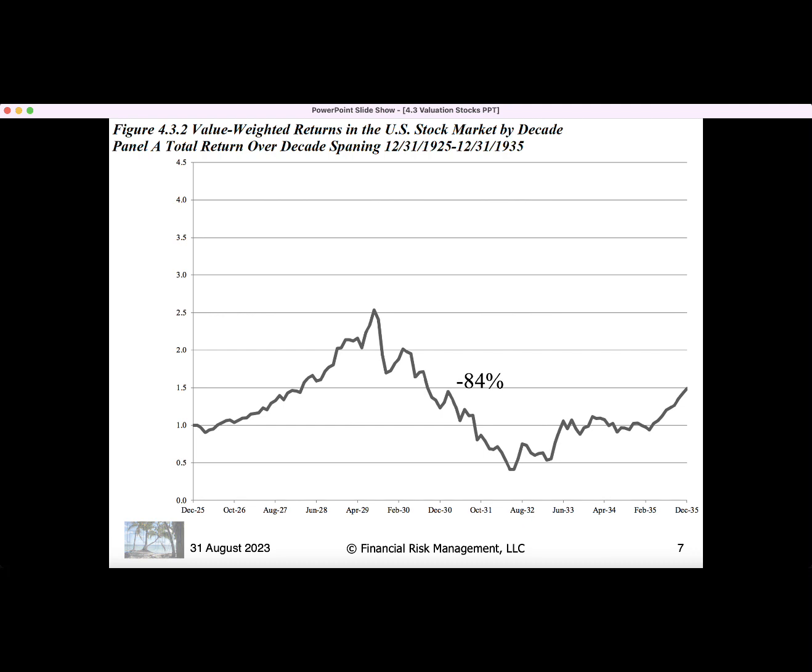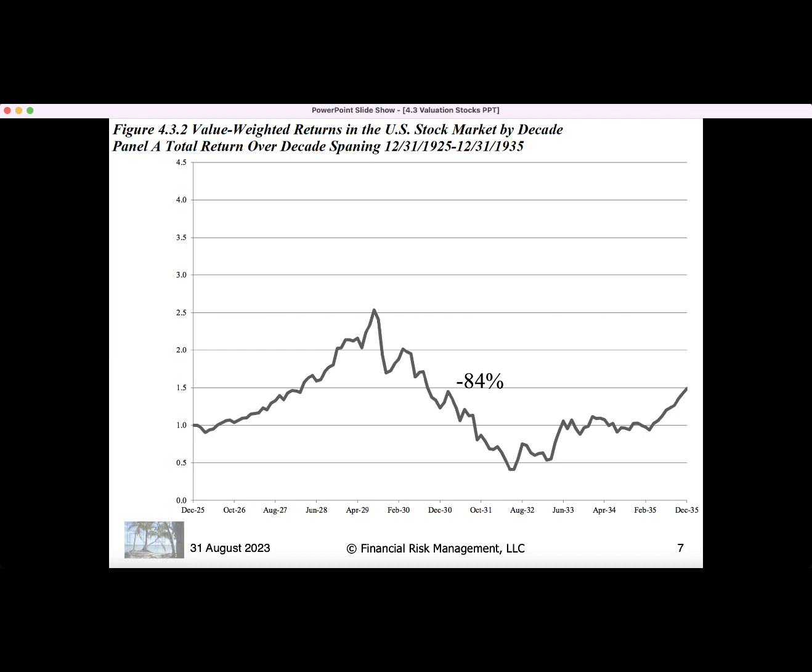And so what I'd like to do now is go decade by decade. We'll start out from December 31st, 1925 to December 31st, 1935. And there are two primary observations I'd like to make in each decade. What is the loss from the high water mark? For example, from late in 1929 to mid 1932, the U.S. stock market declined 84%.